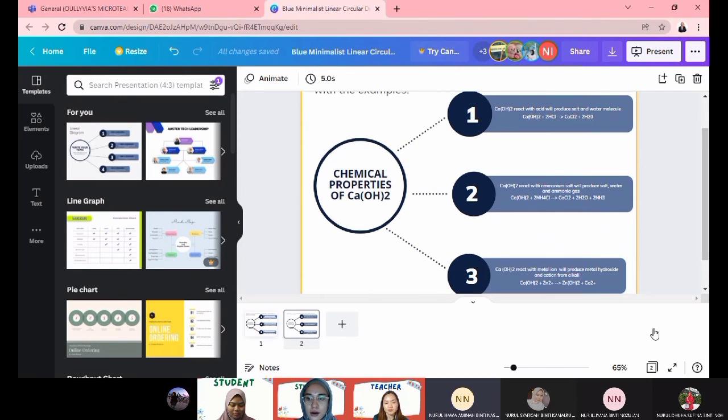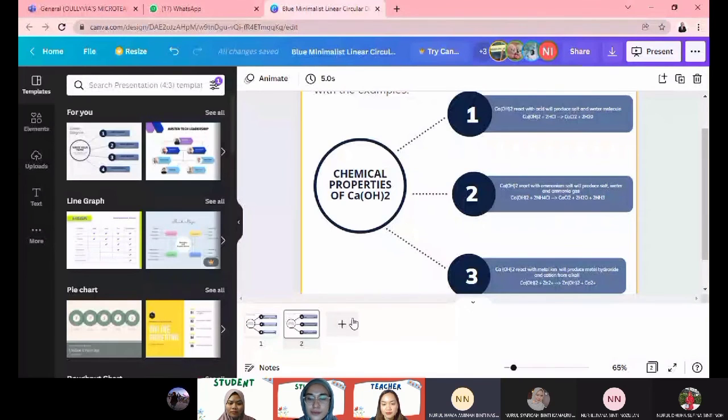Okay, from group 2, we have been assigned with the chemical properties of Ca(OH)2, which is calcium hydroxide. Is that correct, teacher? Yes. Okay, the first one is the reaction of calcium hydroxide with acid that will produce salt and water. We can see that calcium hydroxide with hydrochloric acid will produce calcium chloride, CaCl2, and water.